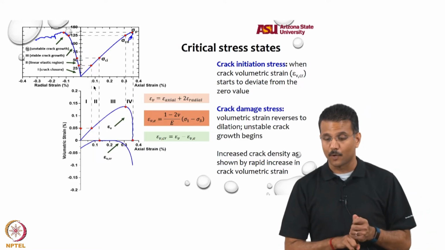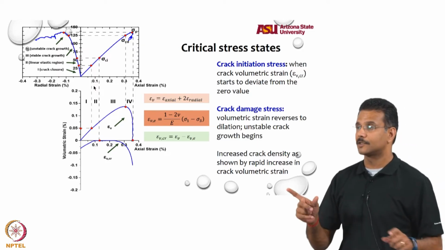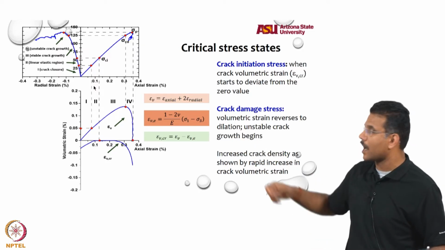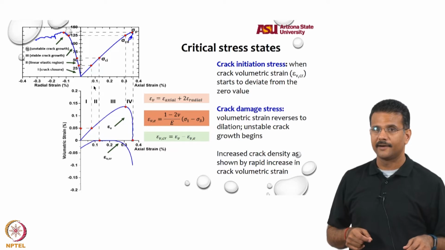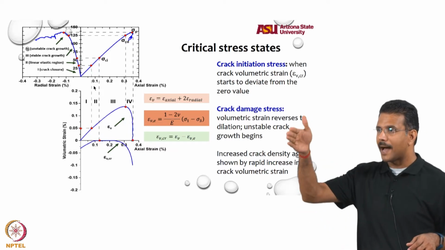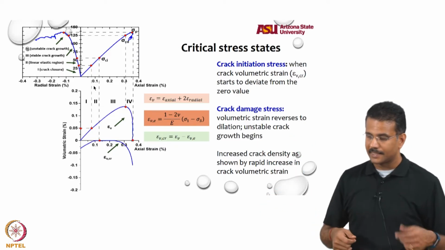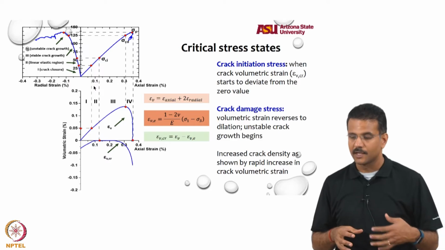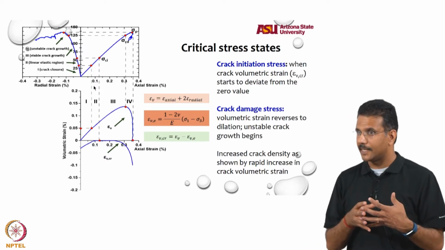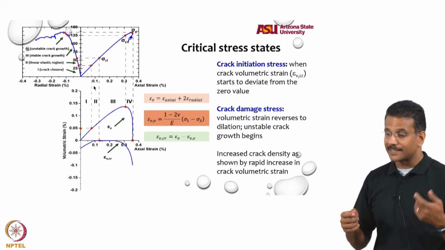And the other important point is the crack damage stress, where the volumetric strain reverses to dilation. You see that point marked 4 in the curve, where the volumetric strain starts to go back into dilation, the strain starts to come down. There, at the crack damage stress, the volumetric strain reverses to dilation, and you have unstable crack growth happening. So that is the crack damage stress.